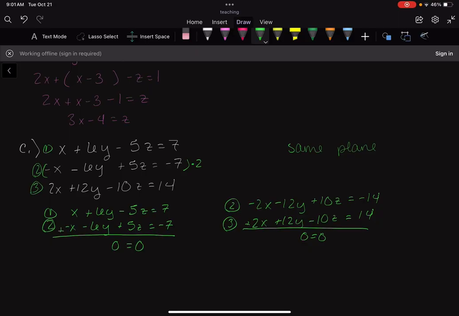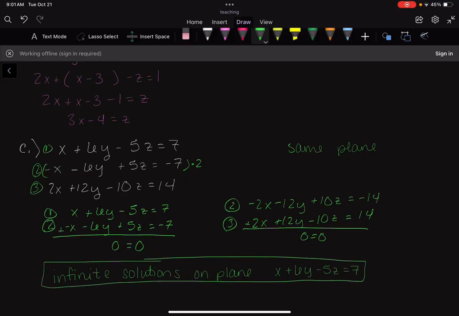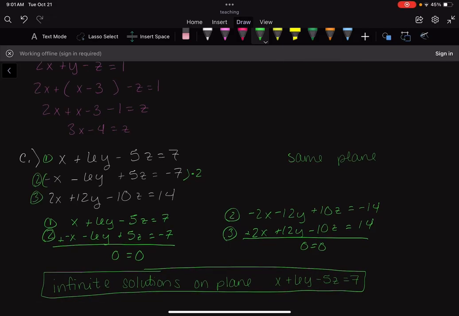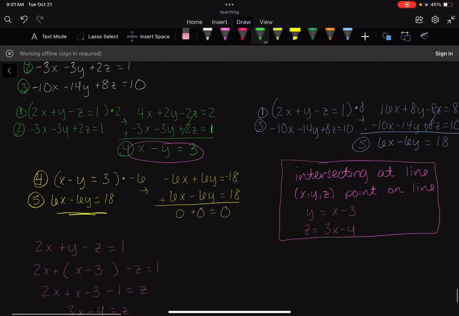So how we would write our answer for this is we would say there are infinite solutions on the plane. And then you just write out your plane. I'm just going to take the first one. So that's the difference between B and C. With C, we immediately got that it was a dependent solution. But in B, we were actually able to cancel out a variable. We didn't get dependent until we worked with two variables, which is a line. So that's how we know, oh, they intersect at a line.